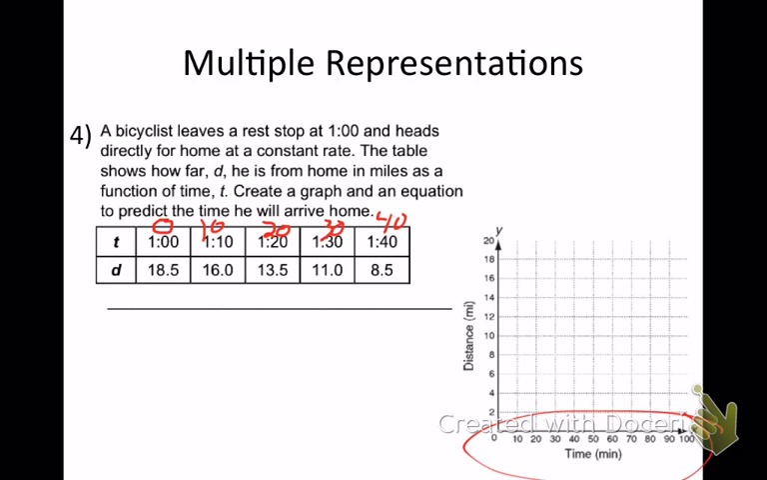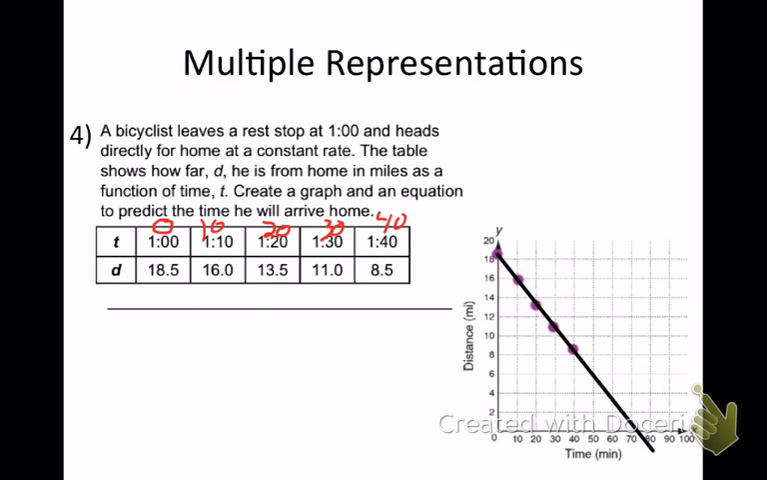I'm going to plot these coordinates. So I'm going to have 0 and 18.5. So about right there. Then I have 10 and 16, which is about right there. Then I have 20 and 13.5. Then I have 30 and 11. Then I have 40 and 8.5. Okay, so there's my graph.